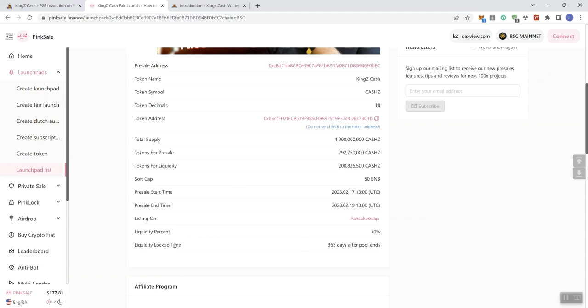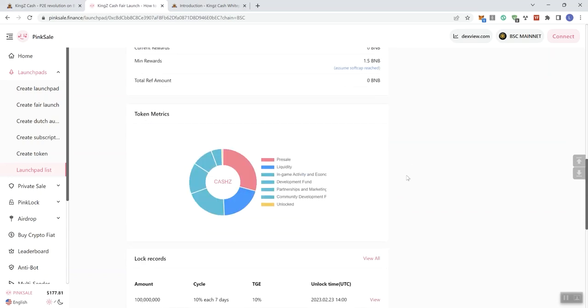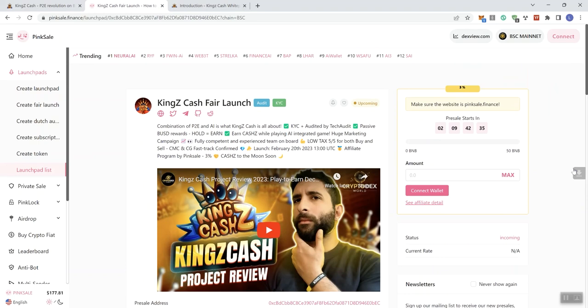Liquidity lockup time on this one's going to be 365 days after the pool ends. Pretty standard stuff right there. And then we can also see their token metrics, just a sliver of unlocked tokens, but again, under 1% on this one. So nothing there that's really big or concerning to me about that.